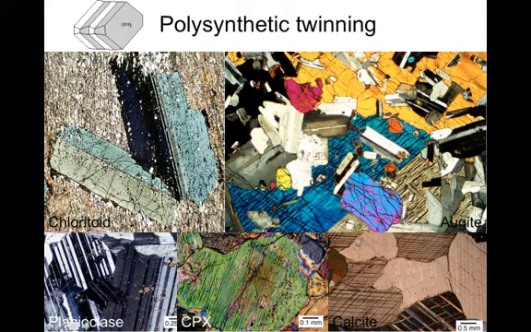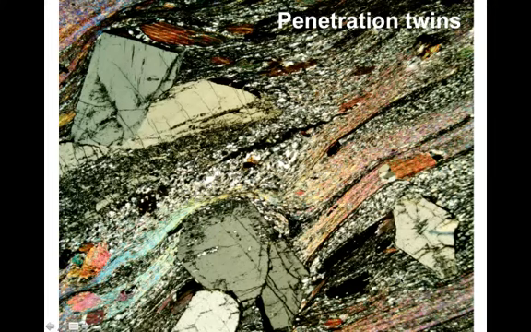This also has an image down in the lower right of twinning in calcite that you may see more of later. A different kind of twin is a penetration twin. This is rarer than the polysynthetic twinning, but this is where two crystals are growing together and penetrating through one another. And this is an example in staurolite.